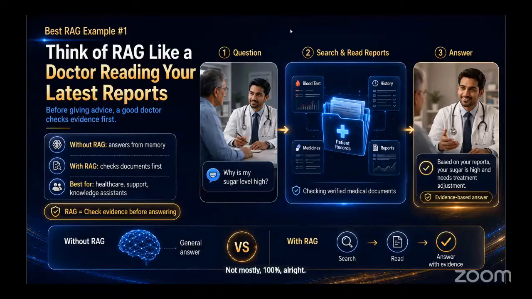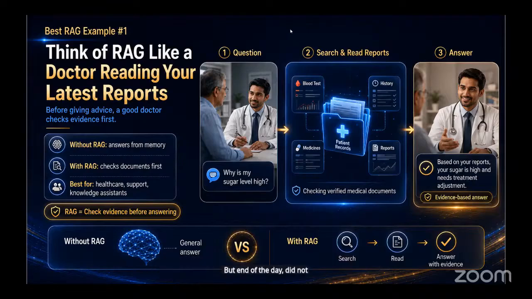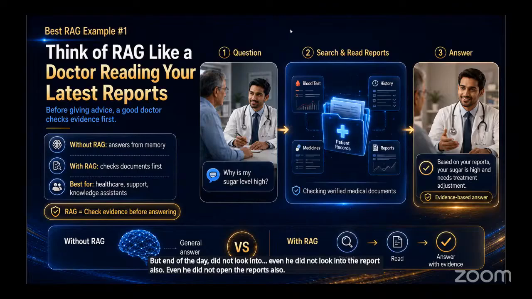You said that he has written, go and get the reports of vitamin D, a blood report, a sugar report, HbA1c, a kidney test, a liver function test, and so on. He has written 100 different tests. But at the end of the day, he did not even open the reports. He said that boss, you have sugar. He said your kidney is not working.